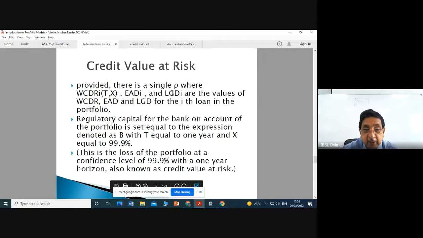Here WCDR(T,X), EAD_i, and LGD_i are the values of WCDR, EAD, and LGD for the ith loan in the portfolio. Regulatory capital for the bank on account of the portfolio is set equal to the expression denoted as B, with T equal to 1 year and X equal to 99.9. So now we call this the credit value at risk, and this percentile is 99.9%.